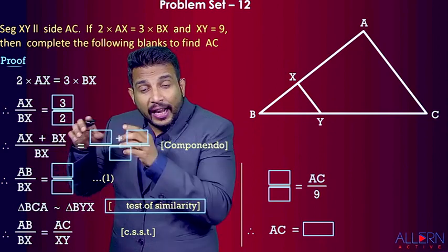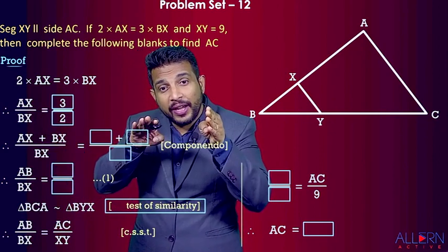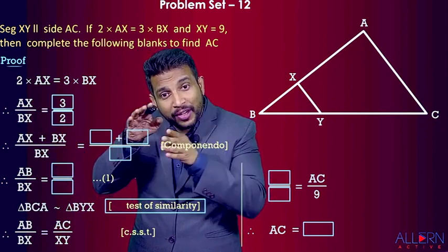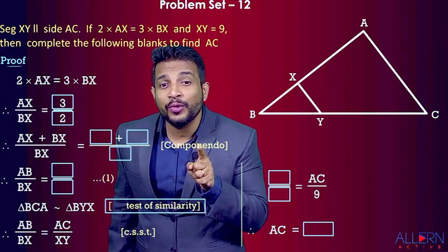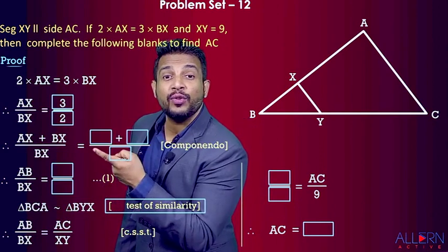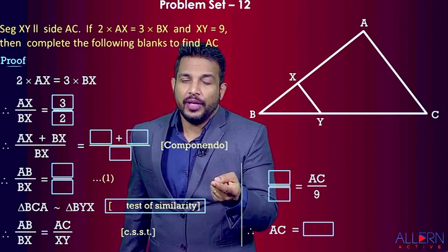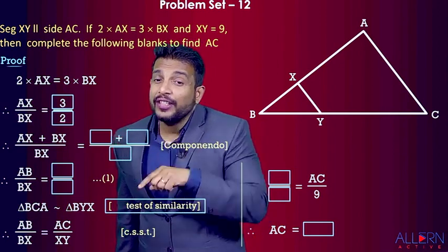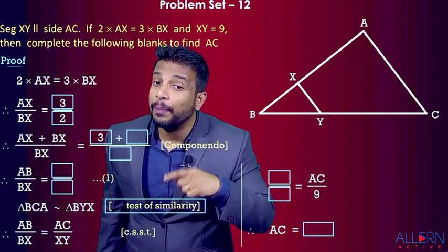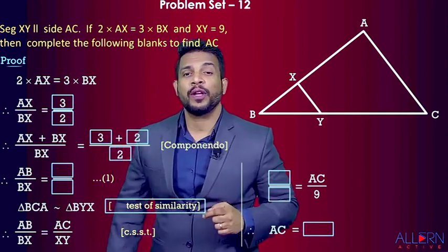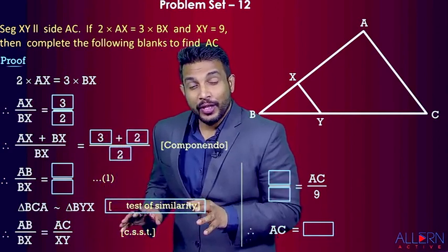Two ratios are equal and I want numerator plus denominator. When two ratios are equal and you want numerator plus denominator, what are we going to use? Componendo. That is the reason we are using componendo. So understand the reason why we are using it. That's more critical. So we write AX plus BX upon BX is equal to, on the right hand side, 3 plus 2 upon 2, and that is by componendo. Understood?